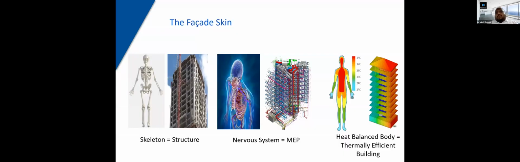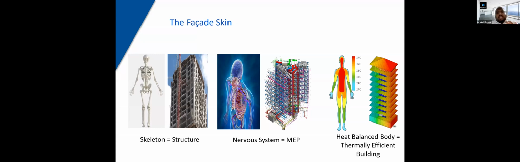So what is so important about the facade skin? I like to bring an analogy between the human body and the building itself. Your superstructure or civil structure of the building could be easily compared to the skeleton of the human body. That's fundamentally the backbone of the entire structure. Your MEP system in the building can be compared to the nervous system of your body. And like the human body, which has a heat balanced body, your building also has various cold and hot zones, so it is well distributed.